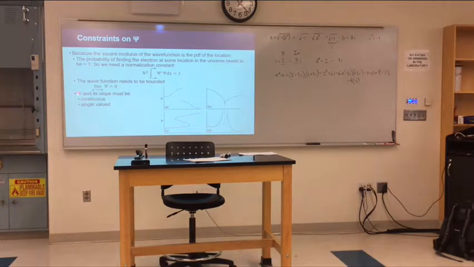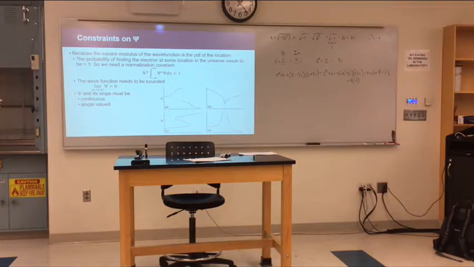The other one is that the wave function and its slope have to be continuous and have a single value. Single valued means that, well, let's go through them. Continuous means that there's no break in the function, right? So this one here would be a non-continuous function. The value jumps. This one here, while it is a continuous function, the slope or the first derivative is not continuous. It jumps.